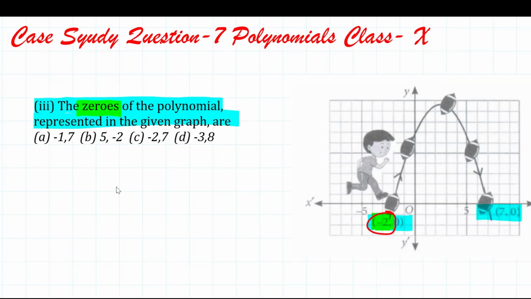Now, one more time, you can see here that the graph is intersecting the x-axis at these 2 points. One is this, another is this. One is represented by (-2, 0), and the other by (7, 0). So the x coordinates of these 2 points are -2 and 7. So -2 and 7 are the two zeros of the polynomial.